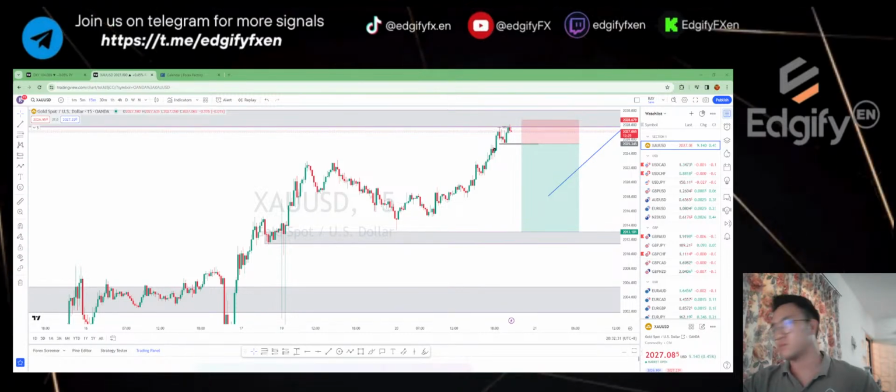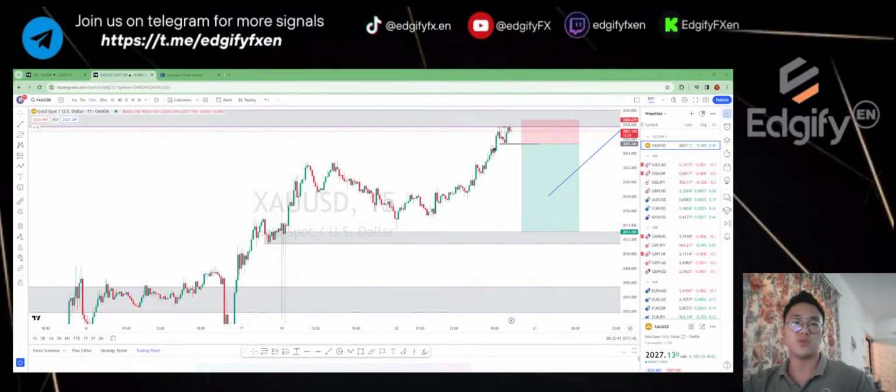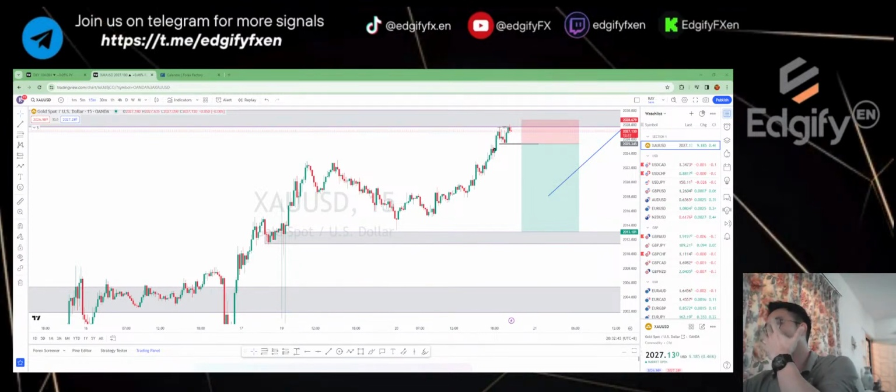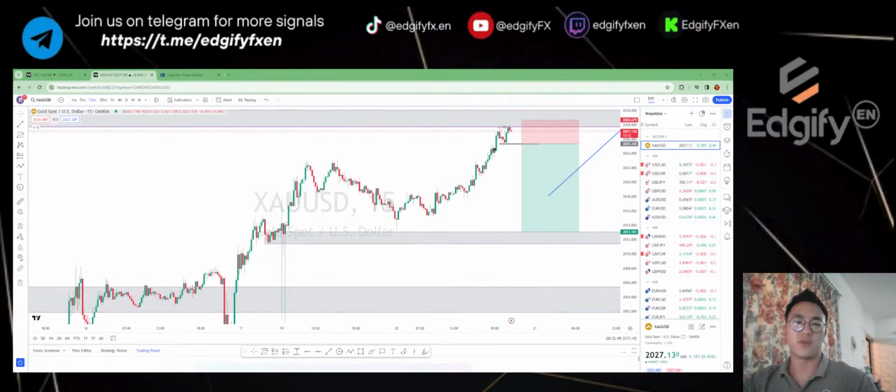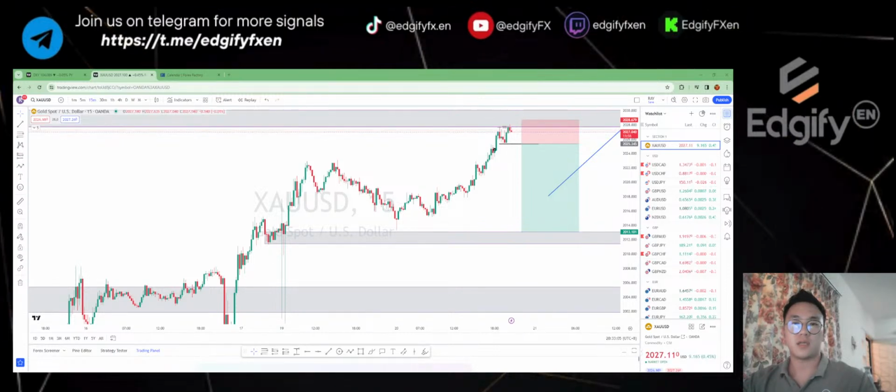If you guys took the trade yesterday for Euro USD, it already hit our break even, so we'll see if there are any more possible entries for Euro USD. But right now we don't have any possible entries, so we'll wait for Euro USD to see how it's going to work out for us. Just give me a minute.